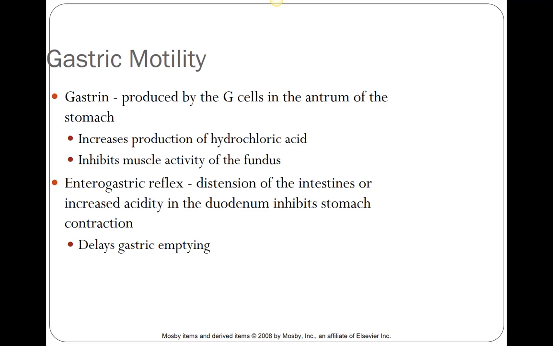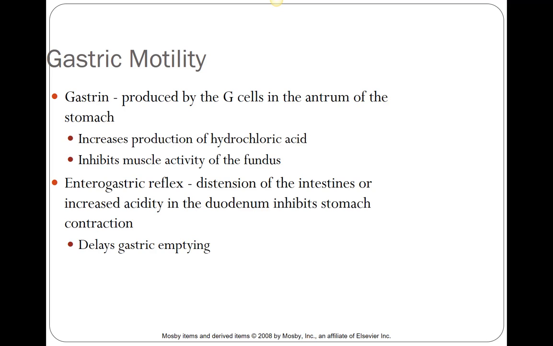The enteric or enterogastric reflex is distension of the small intestine, which increases acidity in the duodenum and stops stomach contraction. So anytime we get too much acid in the duodenum, it tells the stomach, and specifically the pyloric antrum, to stop sending food its way until it can get that acid under control. If it doesn't, then we actually get what they call duodenal ulcers.